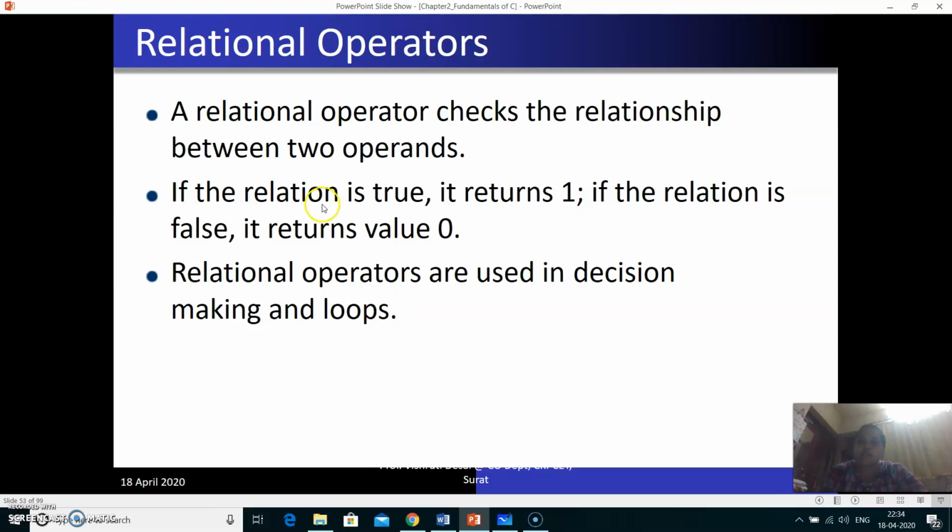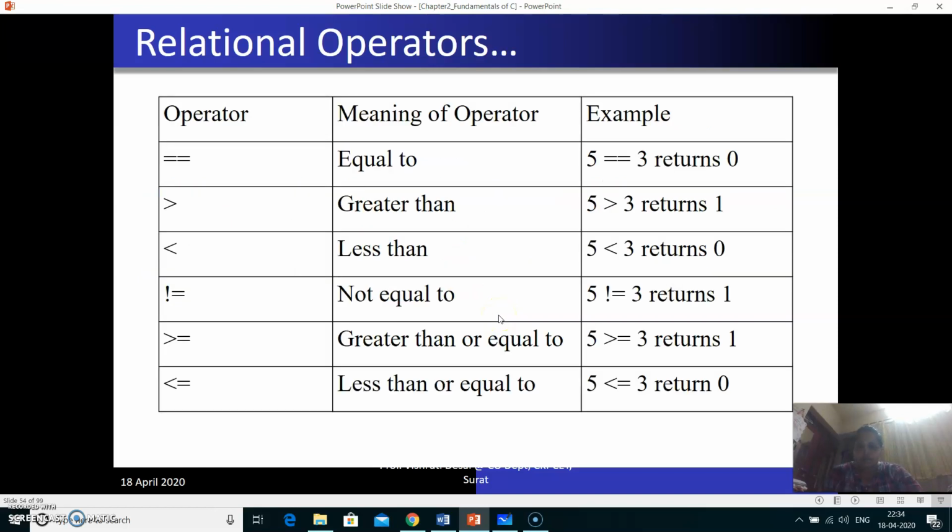Next category is relational operator. Now relational operator will check the relationship between the two operands. If the relation is true, it returns 1 and if the relation is false, it returns 0. Basically these relational and logical operators are used in decision making or in the loop. These are the relational operators.